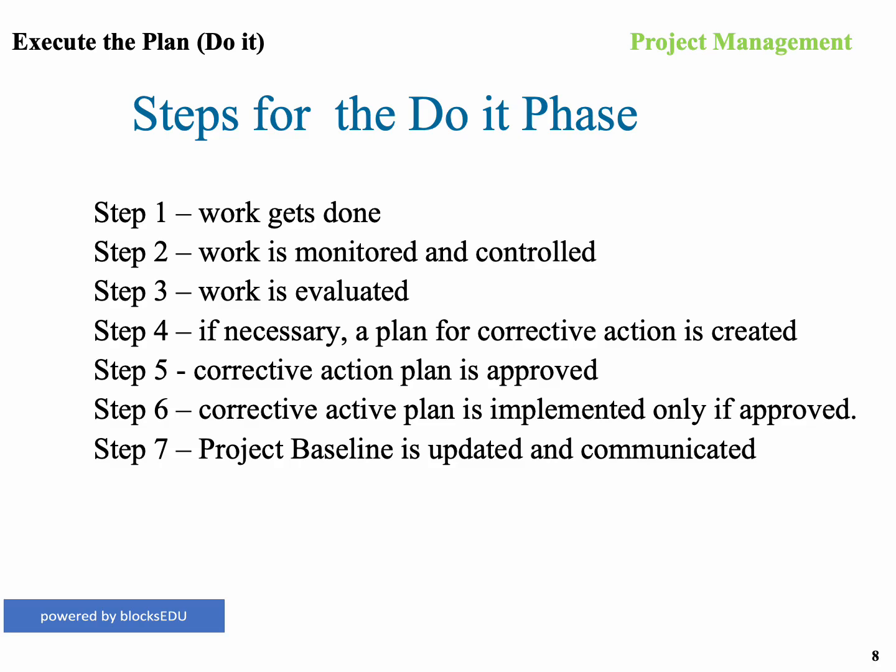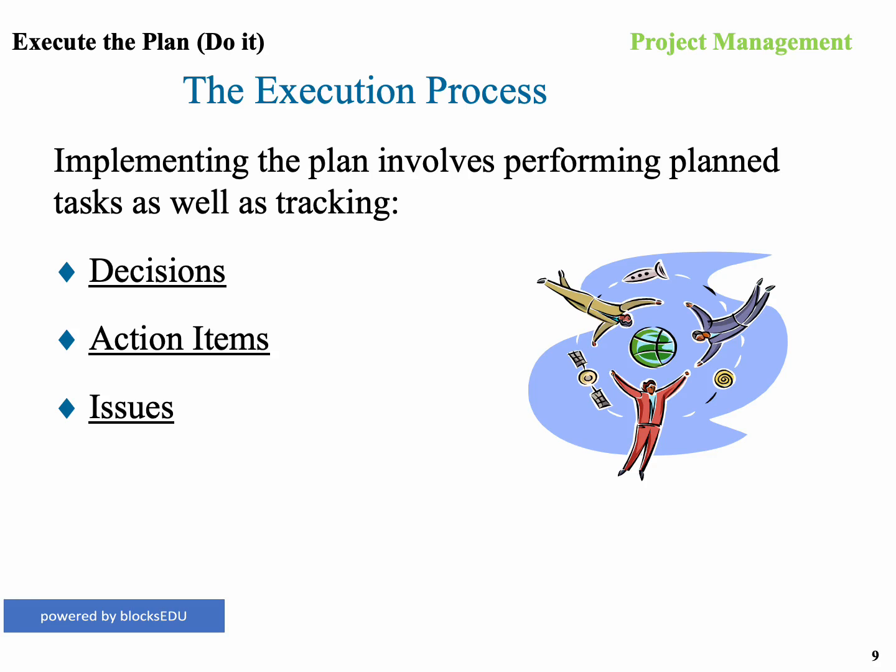Those are the 7 steps we go through as part of the management of the project in the do it phase, where we're actually conducting the work to create the deliverables. Work gets done, we monitor, control, we evaluate, we analyze, we make a plan if we need corrective action, we then get that plan approved, we then implement that particular plan, and then we update all of our baseline documents from there.